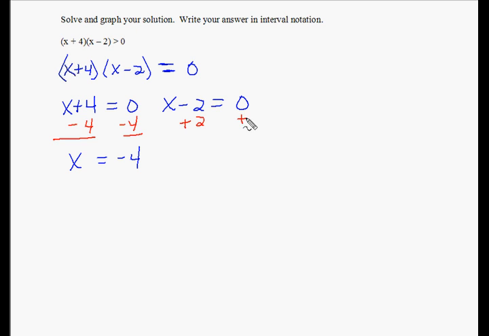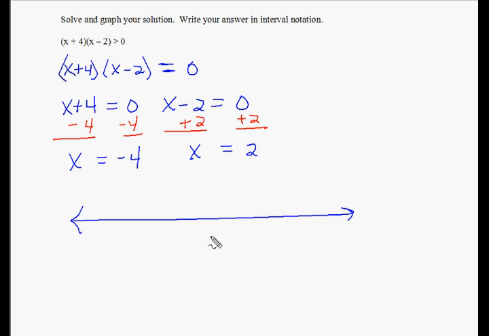And adding 2 to both sides of this equation, we get our other answer, x equals positive 2. So if I was to graph this on a number line, I would need numbers like negative 6, negative 4, negative 2, 0, 2, and 4.